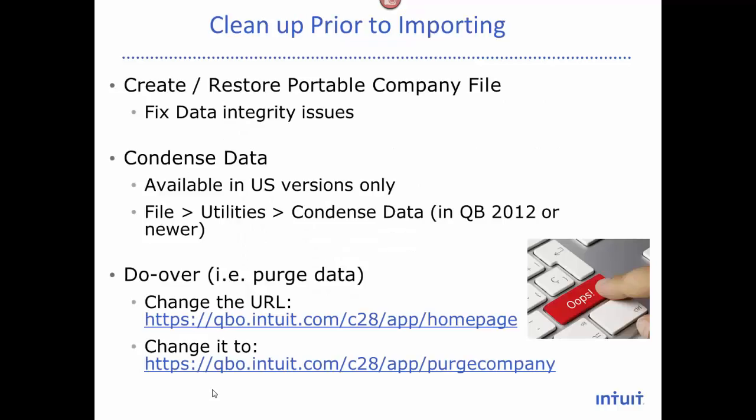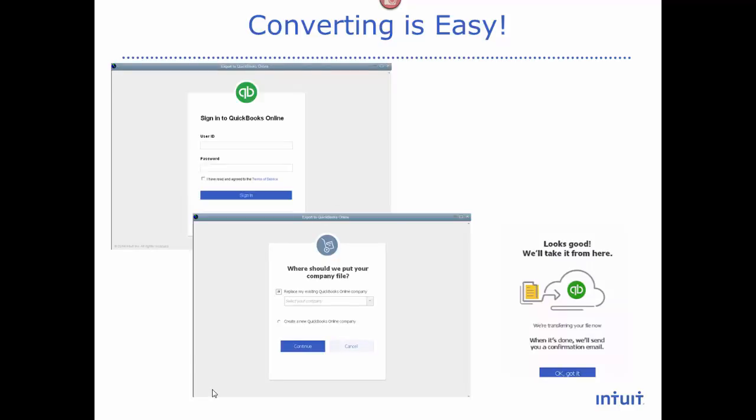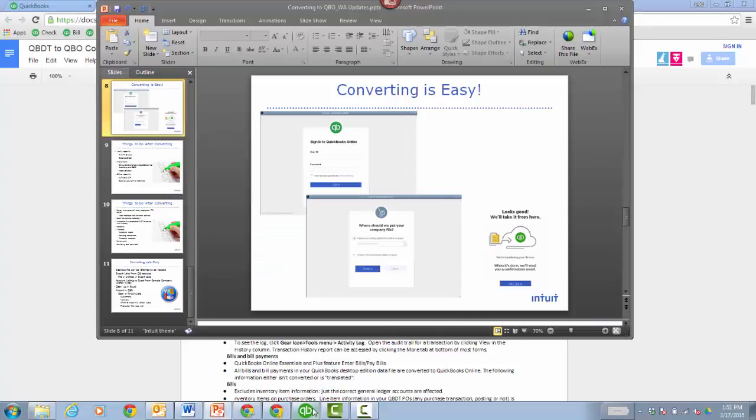Now, the desktop file, what do you want to do before converting to QuickBooks Online? You might create and restore a portable company file, verify the data, do a couple rebuilds, make sure there's no data integrity issues. And then converting is easy, and we're going to do it right now, right under the company menu in the file. So that, and then we'll come back to, well, here we go, that slide. Let's go to my QuickBooks file.